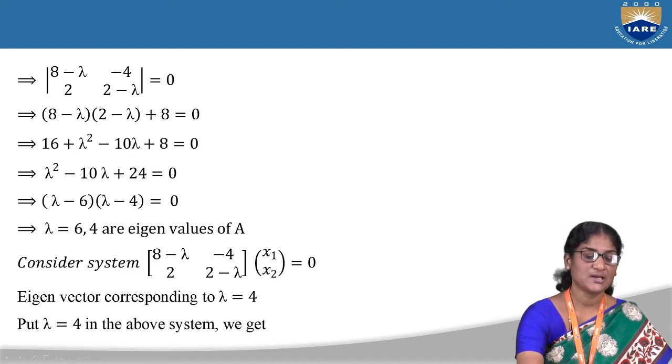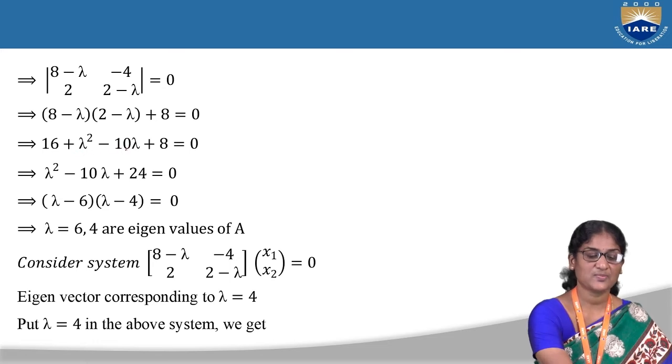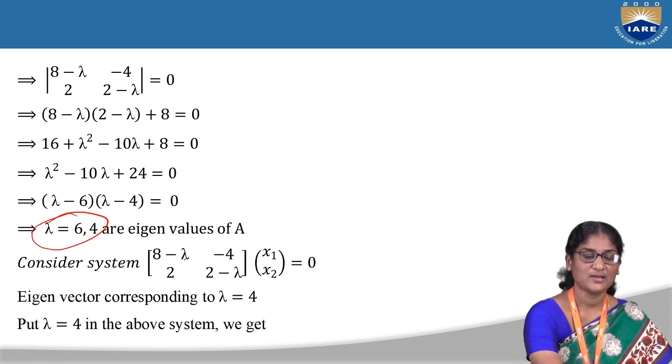Okay, so the equation is given by (8 minus lambda) into (2 minus lambda) plus 8 is equal to 0, or 16 plus lambda square minus 10 lambda plus 8 is equal to 0, or lambda square minus 10 lambda plus 24 is equal to 0. Upon solving this equation, which we call the characteristic equation, we'll get two roots, that is lambda is equal to 6 or 4. So, we got the eigenvalues for the given matrix, that is 6, 4.